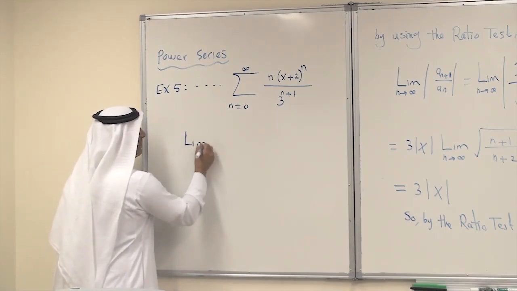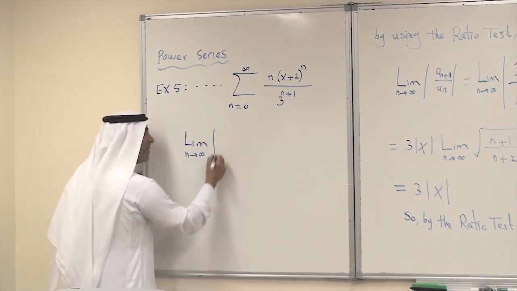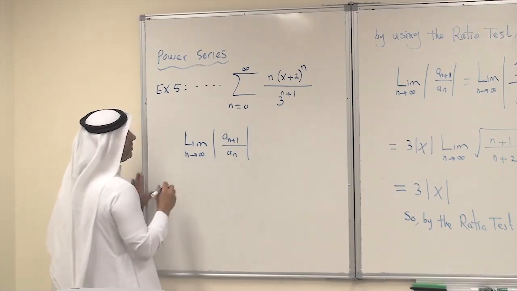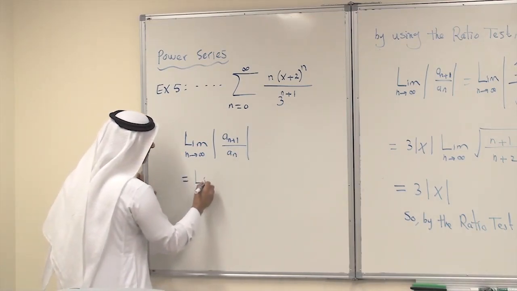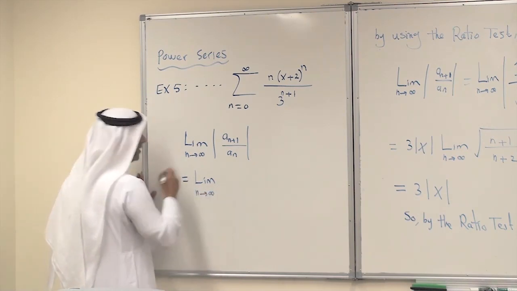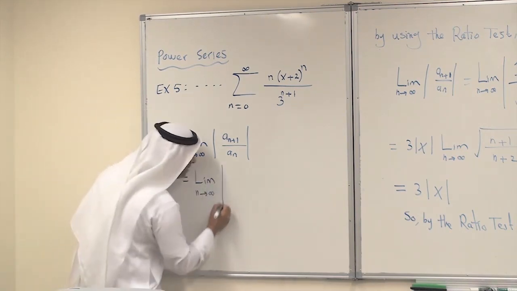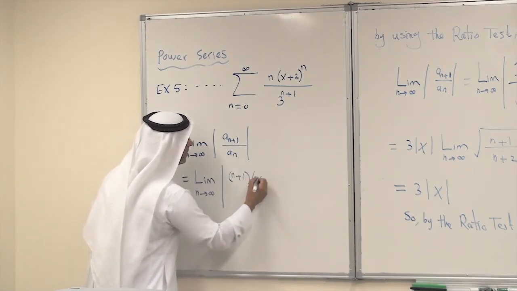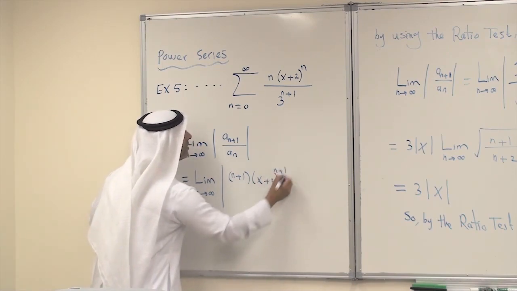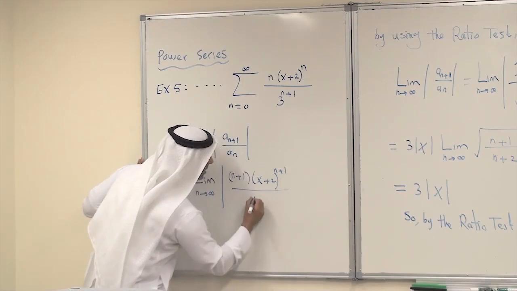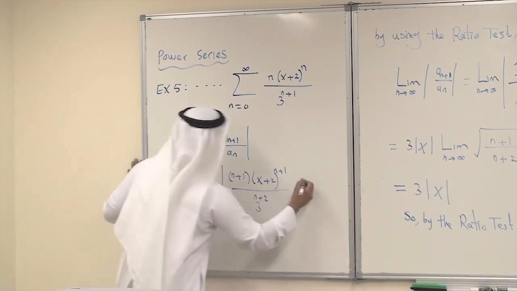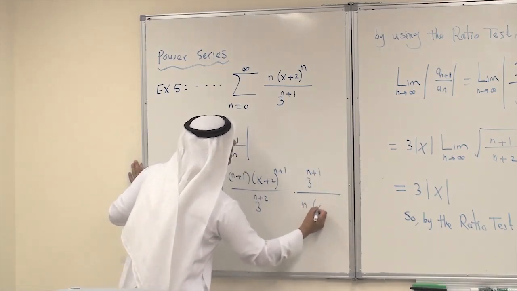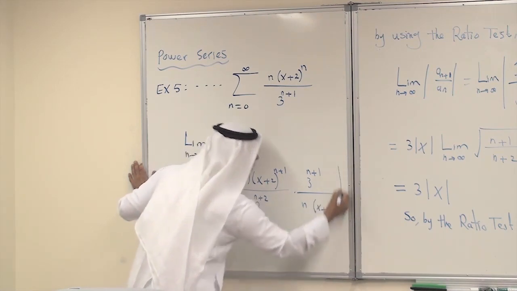Again, I will write the limit as n goes to infinity. I'm calculating the ratio an plus 1 over an, and then I take the limit as n goes to infinity. So this is equal to the limit as n goes to infinity, just routine work as we did before. It is n plus 1 times x plus 2 to the power n plus 1, divided by 3 to the power n plus 2, multiplied by 3 to the power n plus 1, all over n times x plus 2 to the power n, inside the absolute value.